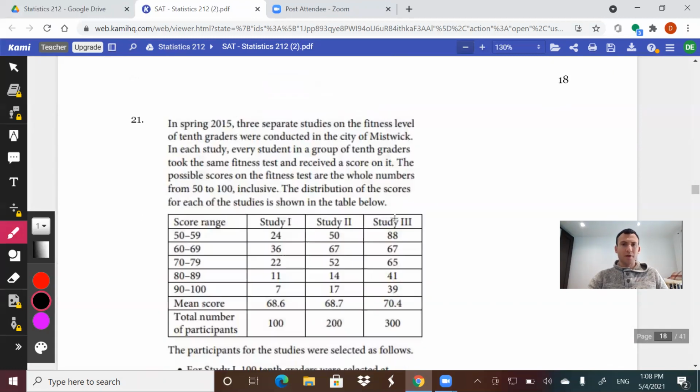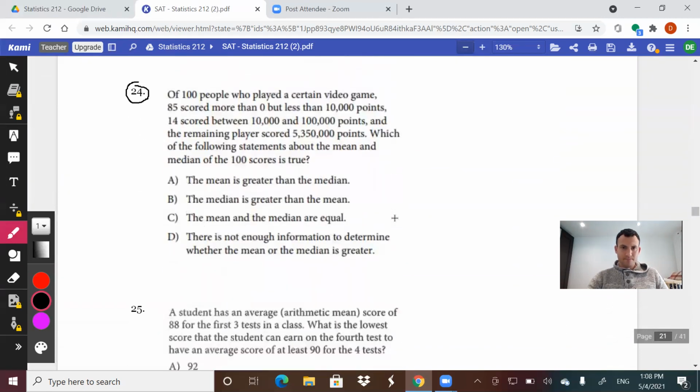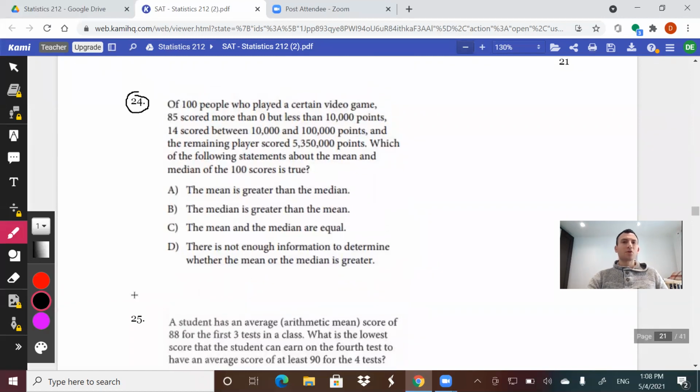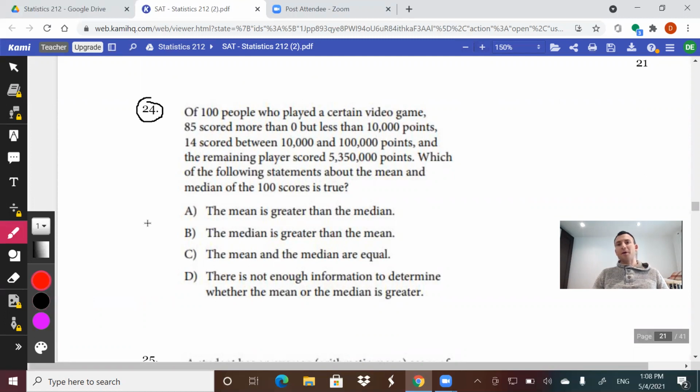I'm going to skip 20 because it's similar enough to what we just did. Okay, let's do 24. So this concept is a really cool concept. If you want, you can pause it and try it yourself. As always, I'm just going to keep on going.